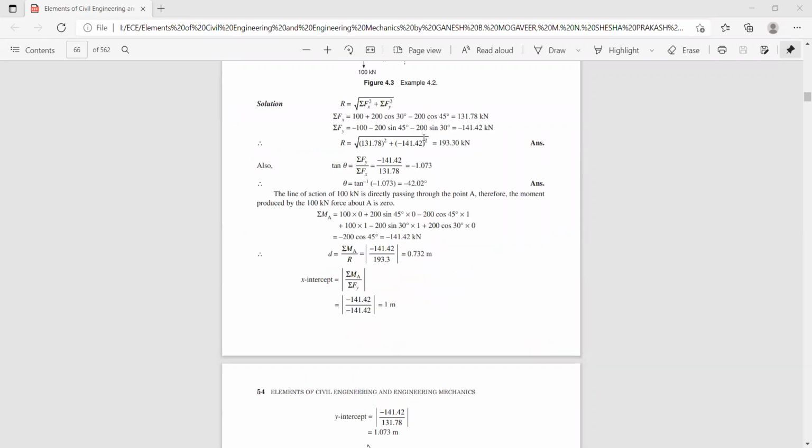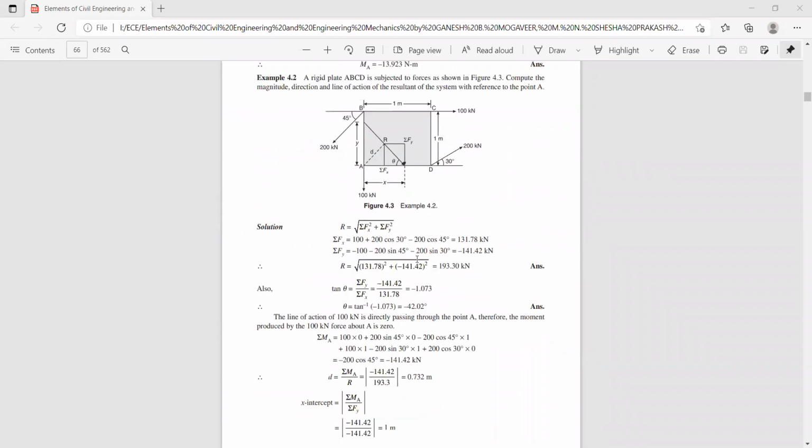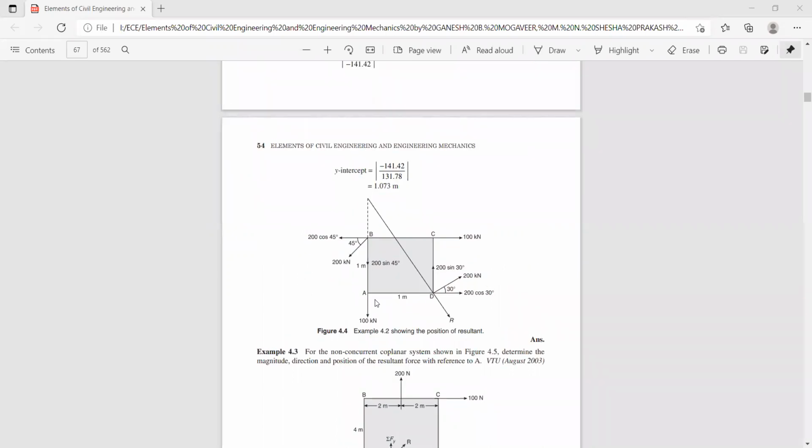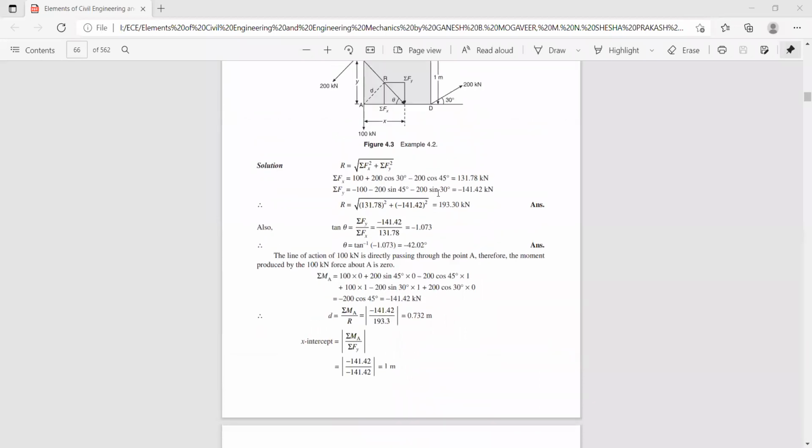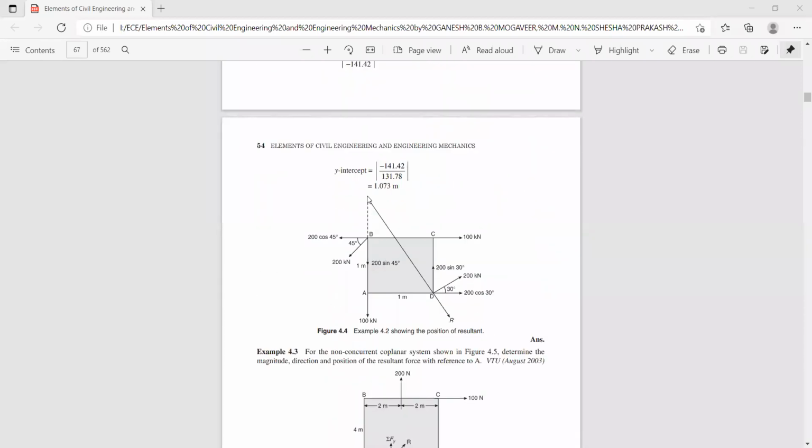But here he has made a mistake while calculating the sum of the vertical component. So this is minus 100, minus 200 sin 45 is also acting in the vertical direction. You can see here, minus 100, minus 200 sin 45, it should have been plus 200 sin 30. So here he has taken it as minus 200 sin 30. Anyway, this value will change. If this value changes, the value of the resultant also changes. So here sigma f of x is positive, and according to this, it is negative. Hence the resultant lies in the fourth quadrant.